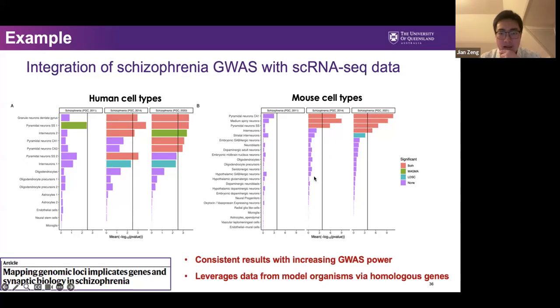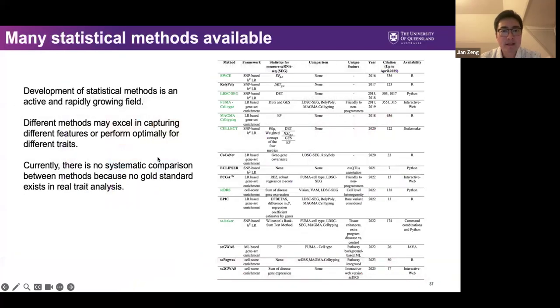Yeah. So it suggests that we can observe consistent results with increasing GWAS power, and we will be able to even leverage data from model animals such as mouse to provide insights into the cell types relevant to human traits. There are many methods available to do this integrative analysis, and this is a fast-moving area. Probably you see new methods coming out every week.